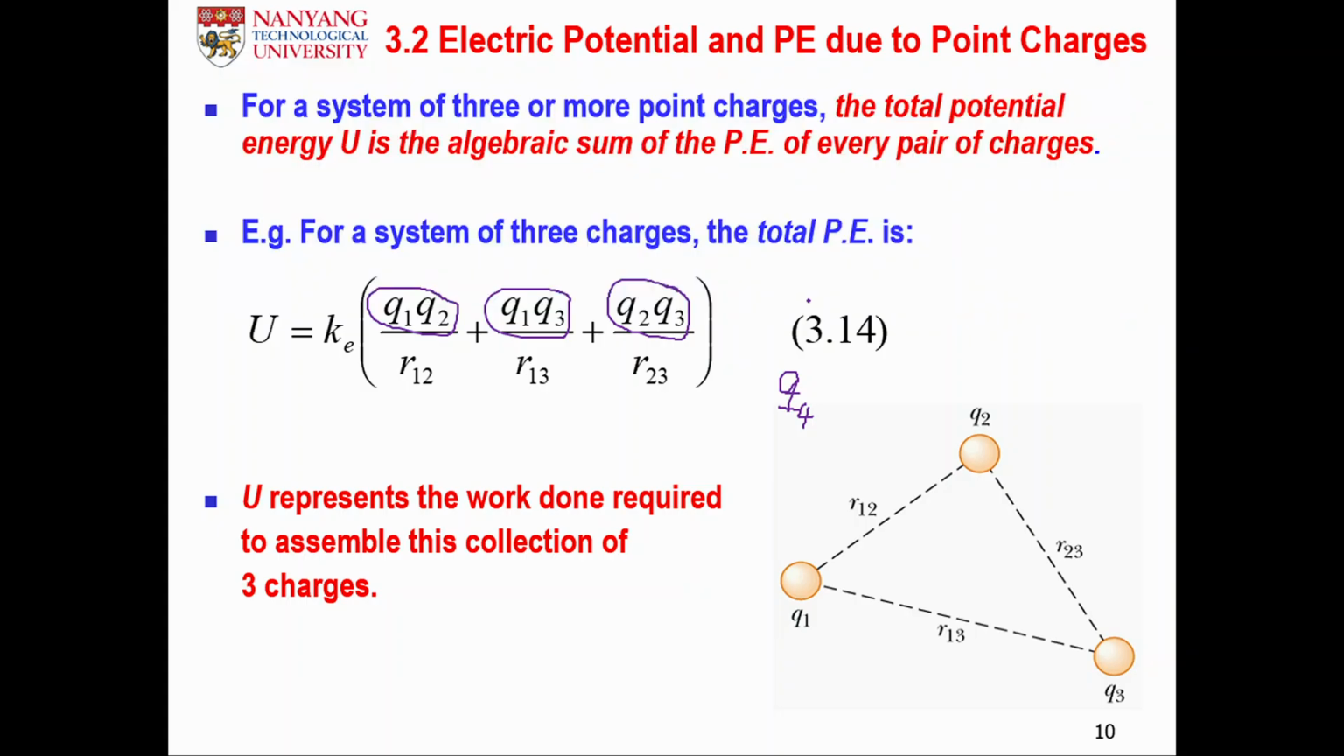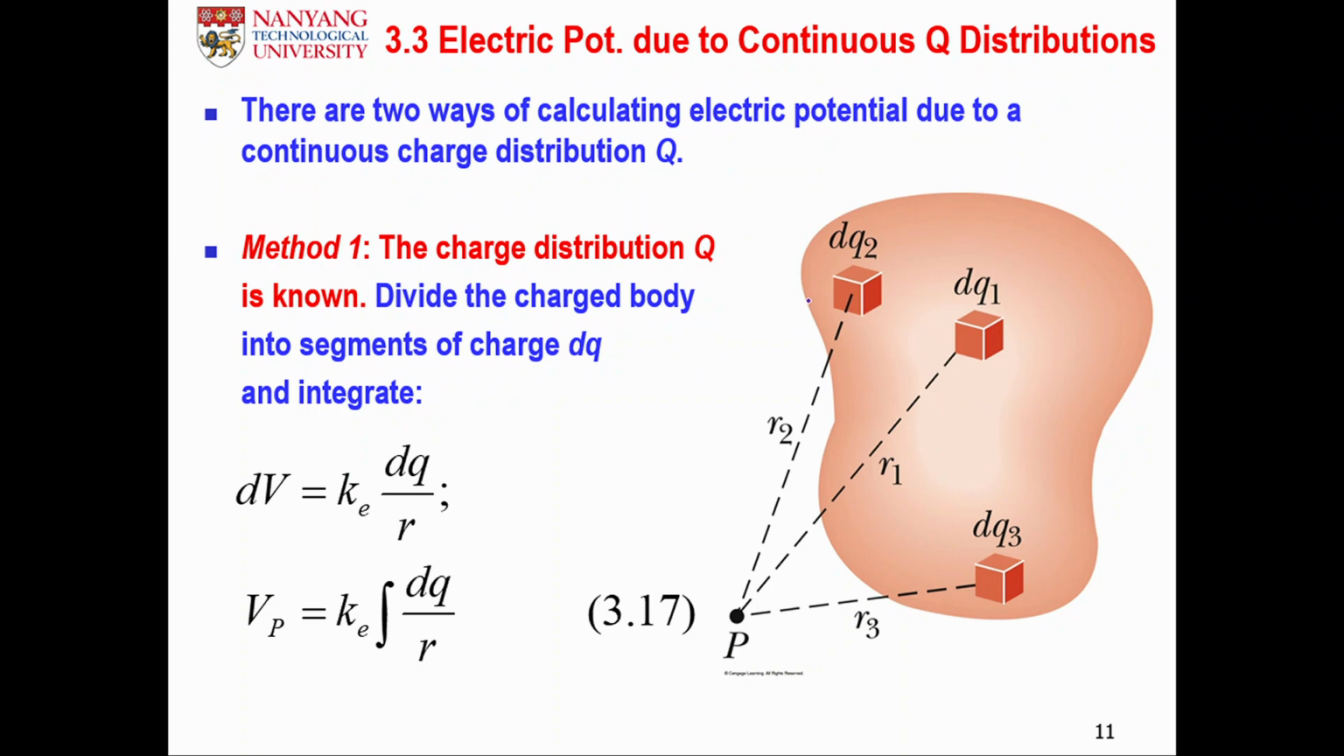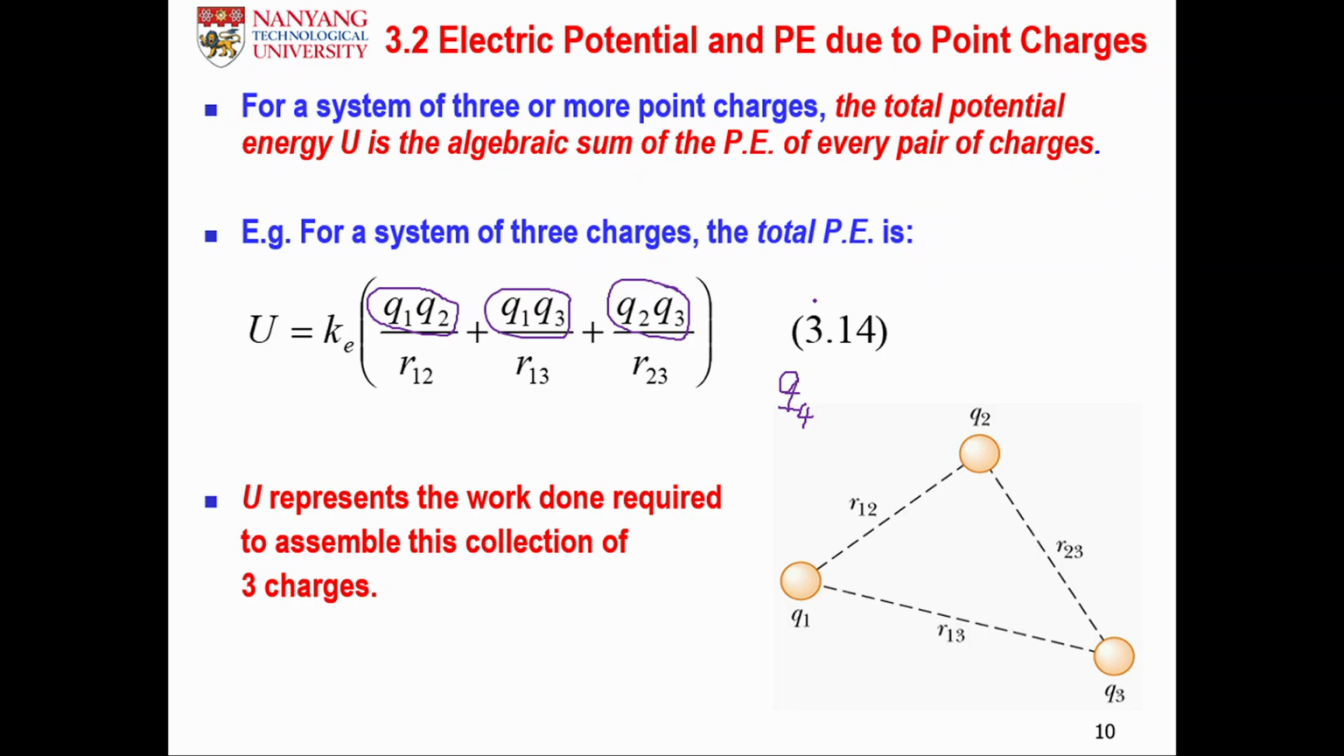2, 4. So that is how many? 6. Yes. If you have 4 charges, then basically you have 6 pairs of point charges, and each pair will contribute a finite potential energy. And similarly, here is still a finite number of point charges.